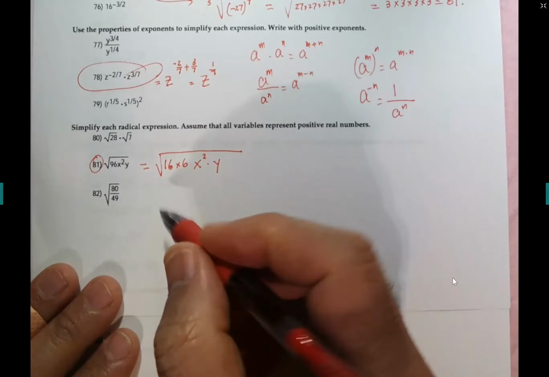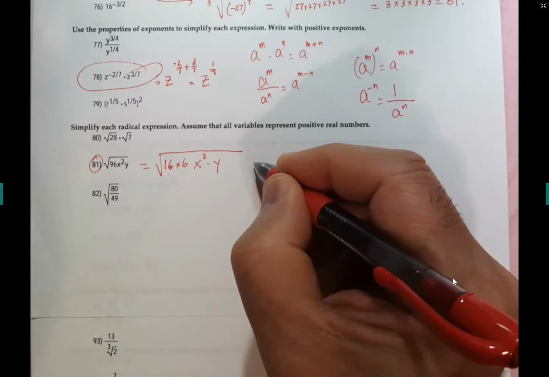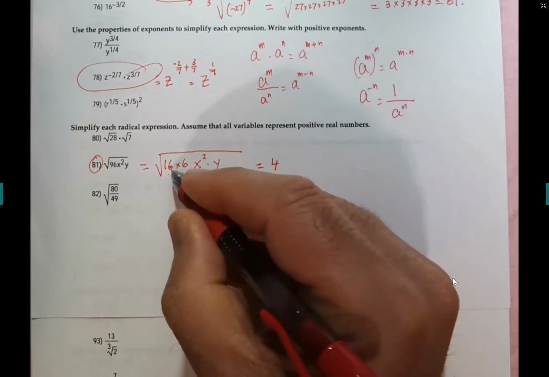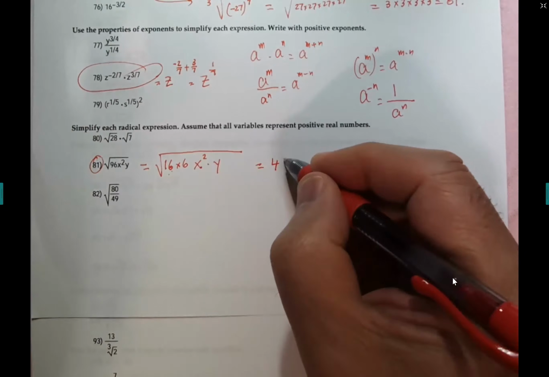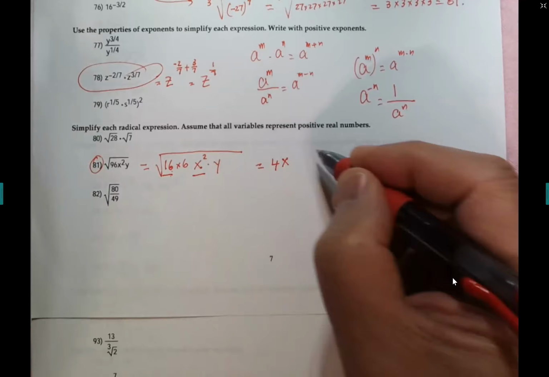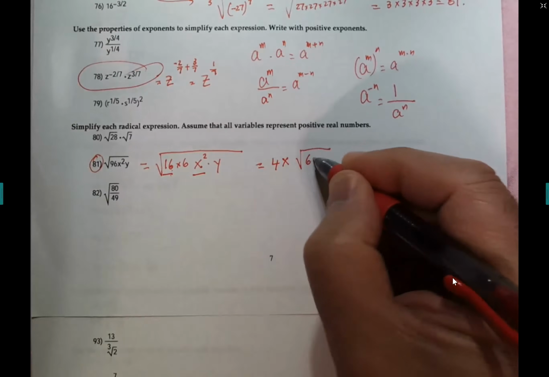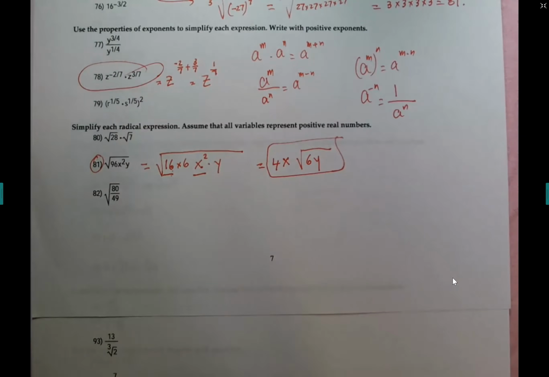Now, why did I split it up to 16 times 6? Because the 16 is a square. I can get it out. So the 16 comes out as 4. Square root of 16 is 4. Square root of x squared, guys, is x. So this is gone, and this is gone. What's left inside? There is nothing I can do with 6y. Just leave it inside the radical sign. Okay.